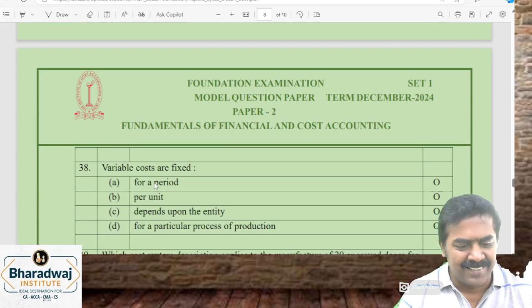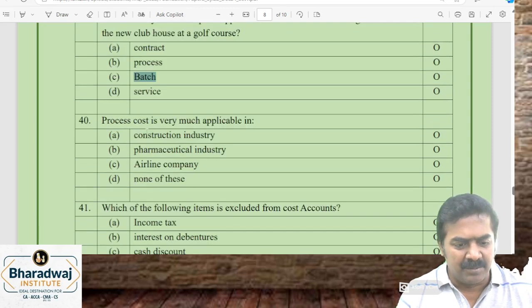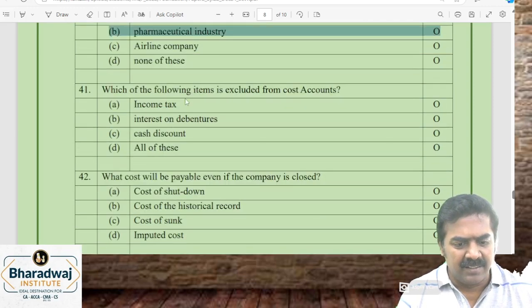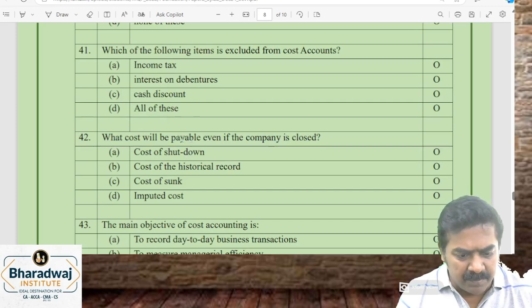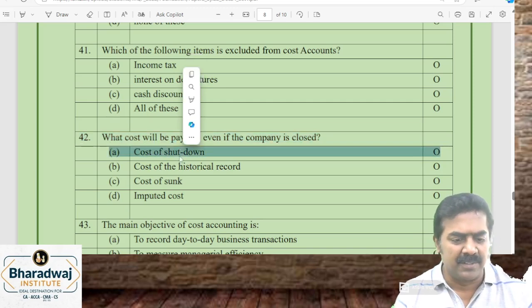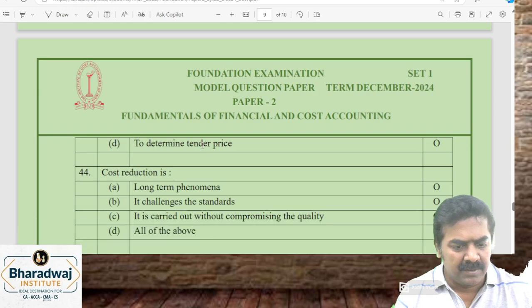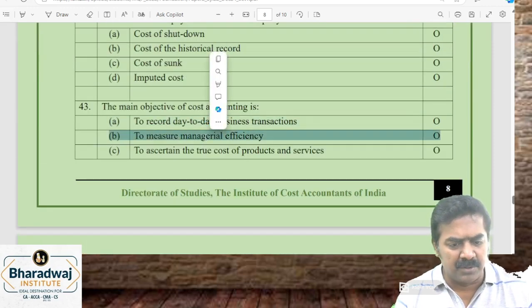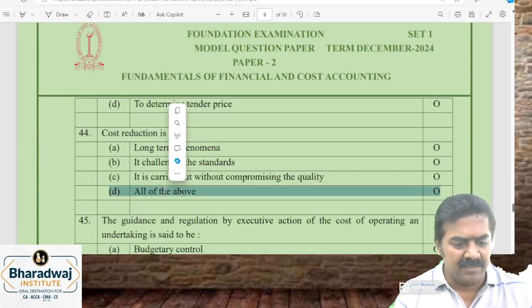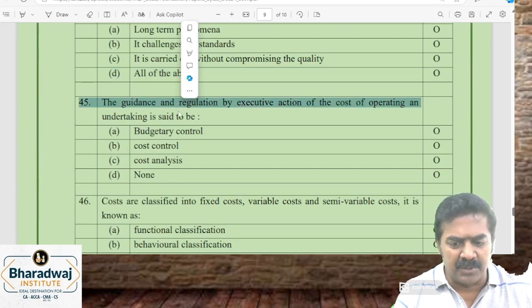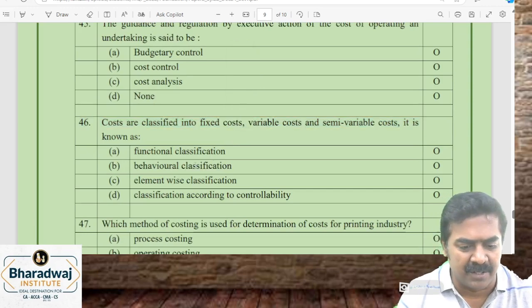Opportunity cost is the best example of relevant cost, the same repeated. Variable cost is fixed per unit. Batch costing. Process costing is applied in the pharmaceutical company. Which is excluded from cost accounts? Bills payable, even if a company is shut down. The main objective of cost accounting is to measure business efficiency, not day-to-day business transactions. True cost of products and services. Cost reduction, we had seen all the above. Guidance by executive action in the operation of costs is called cost control.